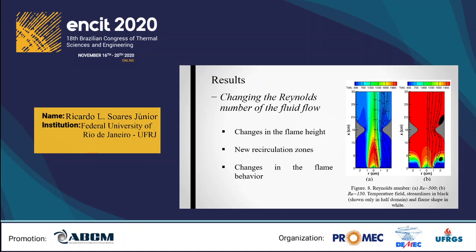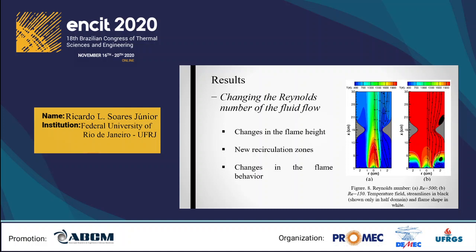Finally, the effect of the Reynolds number is investigated by changing the oxidant axial inlet velocity. Two values of Reynolds number were tested: Reynolds equal to 500 and Reynolds equal to 150. Increasing the Reynolds number of the flow in Figure 8, the oxidant flow increases, providing a larger amount of oxidant, forcing the flame surface to achieve a smaller height when compared to the similar case with the original Reynolds number in Figure 6b.